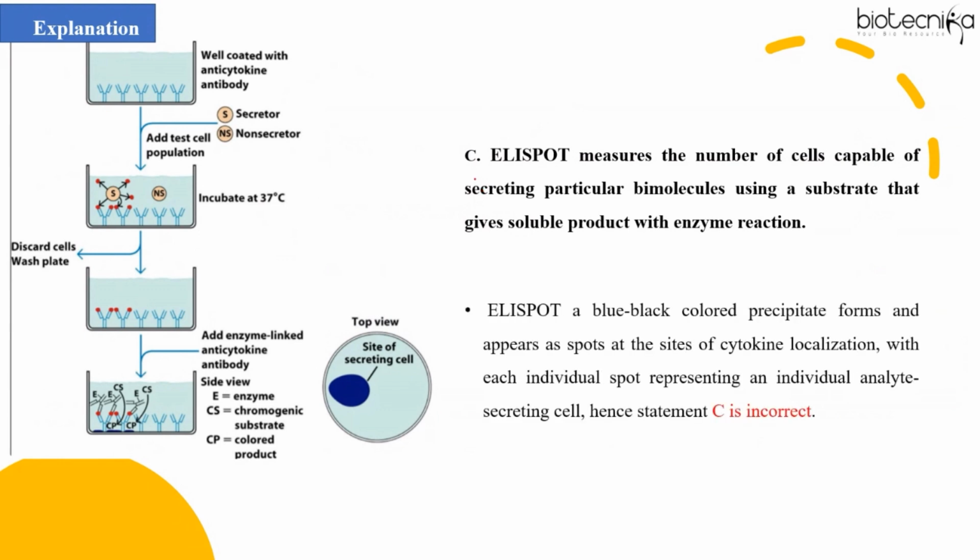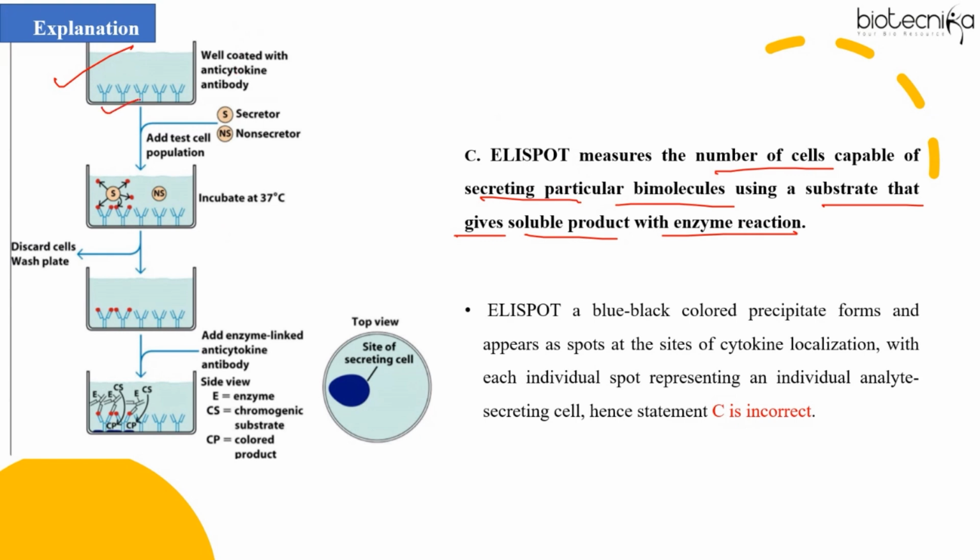So basically ELISA spot, here you can see an example of ELISA spot where we want to find out whether, like the statement mentioned, it measures the number of cells capable of secreting particular biomolecules using a substrate that gives soluble product with enzyme reaction. So every word is important. So if we look at the process here, let's say we want to find out cytokines.